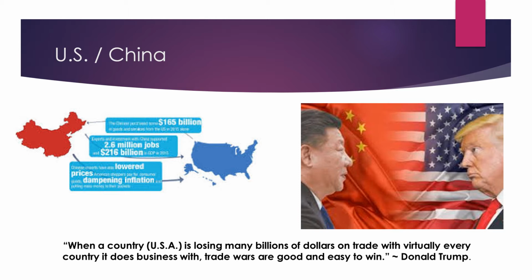Trump said when a country like the USA is losing many billions of dollars on trade with virtually every country it does business with, trade wars are good and easy to win. Trump claims China is violating trade agreements and sending cheap, excess steel into the global market. China is the world's largest steel exporter. China has also fired back a complaint on the United States tariffs on IP addresses. Now we'll look at a timeline of events leading to and up to what is happening in this trade war.